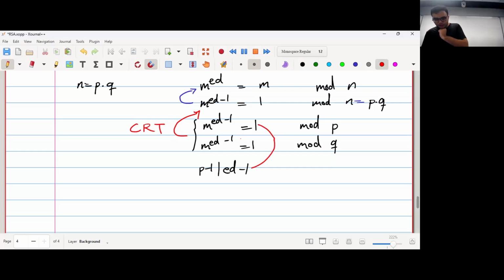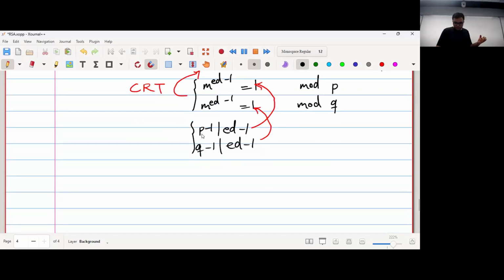My arrows are getting out of control. And similarly, if I have that Q minus 1 divides ED minus 1, then I will have this one. So it's enough for me to have these two properties. P minus 1 divides ED minus 1 and Q minus 1 divides ED minus 1. But well, I have two numbers. I want each of these numbers to divide this other number ED minus 1. This happens when their lowest common multiple divides it, right? So what I need here is that the lowest common multiple of P minus 1 and Q minus 1 divides ED minus 1.